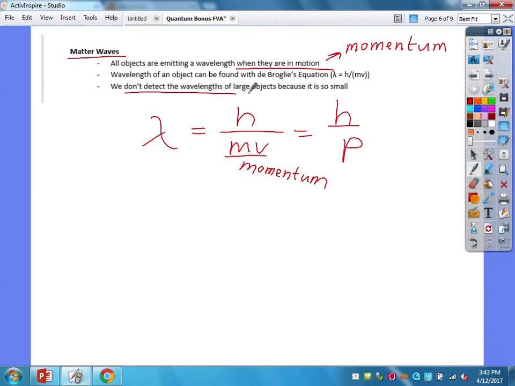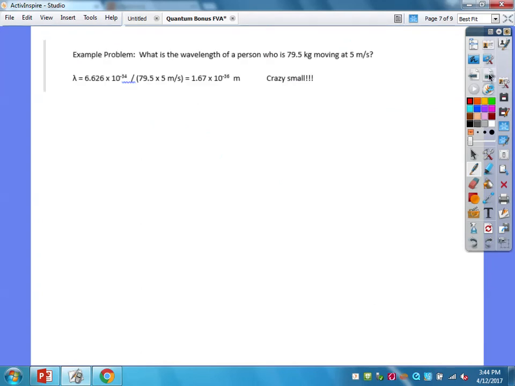Again, we cannot detect the wavelengths of large objects. What we'll see in just a moment is, if we try to do a large object, a person, a car, even like a cup, okay, it will be too small to be detectable by anything that we have nowadays. We have to go down to the subatomic level to actually realize this. So electrons, protons, particles even smaller than that, we can detect their wavelength.